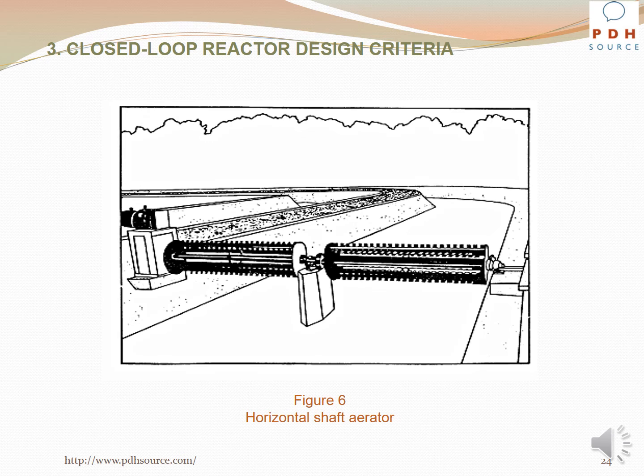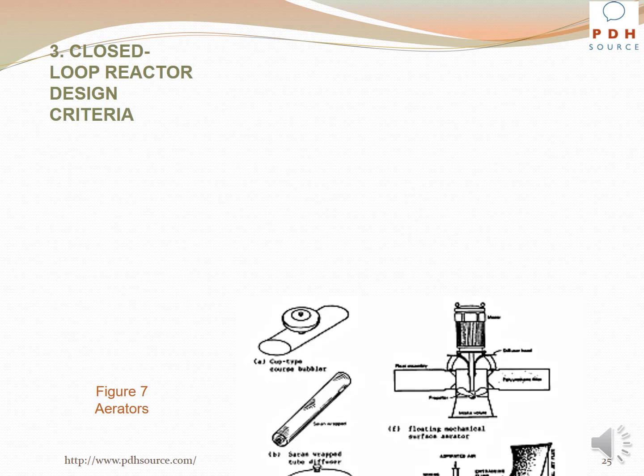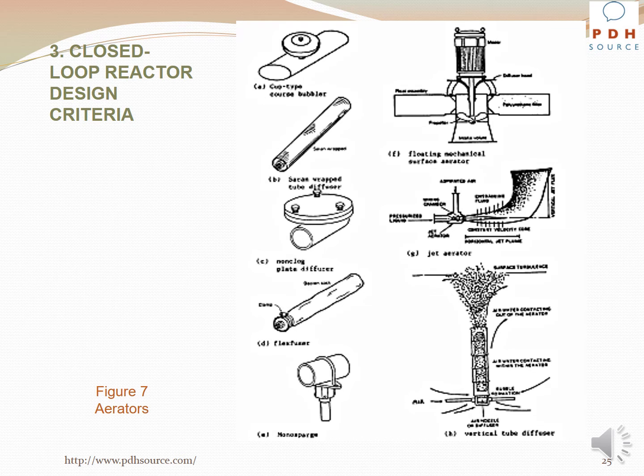Figure 6 is an illustration of a typical horizontal shaft aerator configuration. Figure 7 indicates various types of aerators.